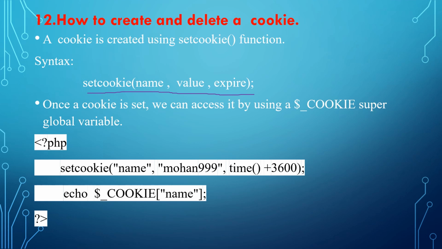This is a PHP code to create a cookie. PHP opening tag and then PHP closing tag. Inside, I have written setcookie, name of the cookie, value, and this is the expiry time, that means present time plus 3600, which means 1 hour. And then echo $_COOKIE[name]. It displays the value in the cookie.